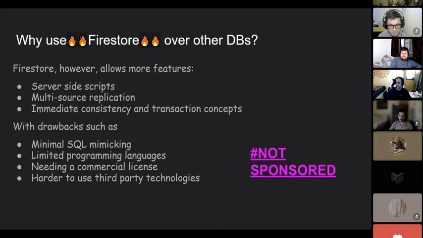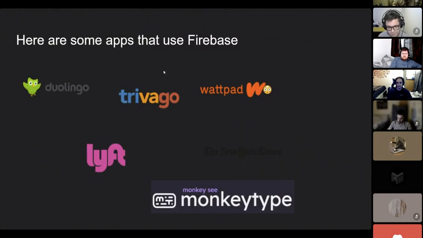So why should we use Firestore over other databases? Firestore has a lot more features like server-side scripts, multi-source replication, immediate consistency in transaction concepts, and multi-threading support. But it has drawbacks such as minimal SQL mimicking, limited programming language support, a commercial license that no one wants to pay for, and it's harder to use than other third-party technologies.